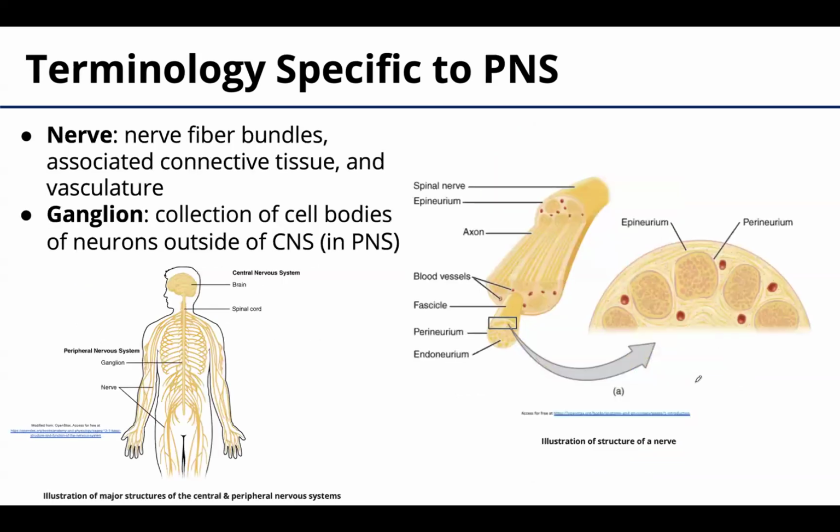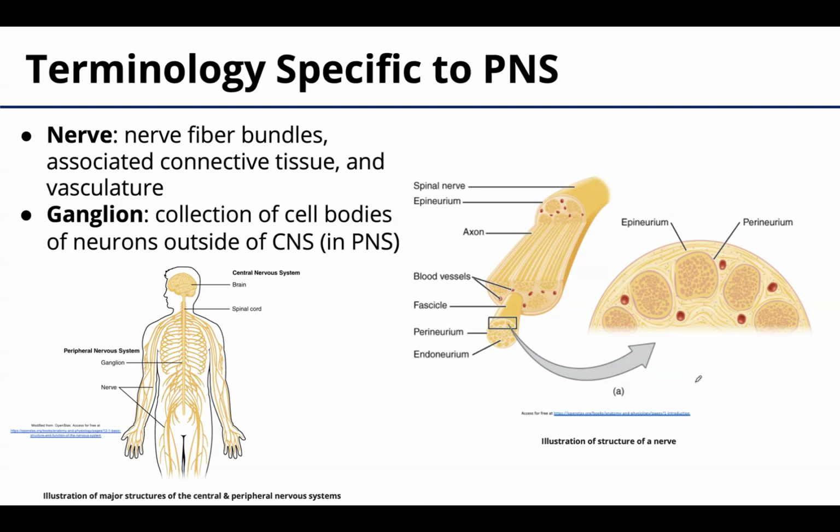All right. Let's move to some terms that are specific to the peripheral nervous system. As mentioned before, the nerve is the main one. So nerves are those fiber bundles that we talked about a little bit earlier. So remember that the main component of a nerve fiber is an axon. So nerves are nerve fiber bundles plus connective tissue.